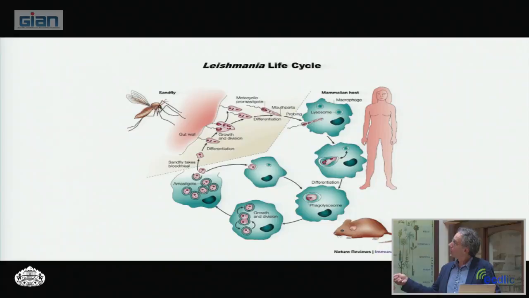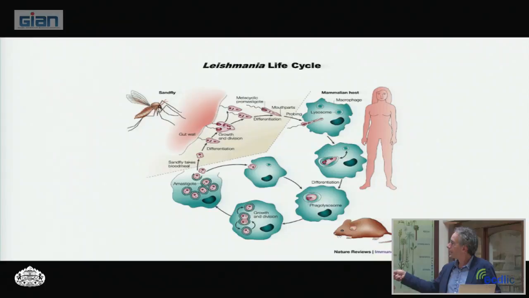These flies will transmit low numbers of these flagellated forms into the skin of a mammalian host, including man. And eventually, these parasites end up in the phagosomes of macrophages, primarily, where they transform into these ovoid forms that still have a tiny flagellum, but they're essentially not motile anymore. So they are these amastigote forms, and they're found in the phagolysosomal compartments of their host macrophages, where they replicate and then will invade other macrophages and produce the clinical forms of disease.